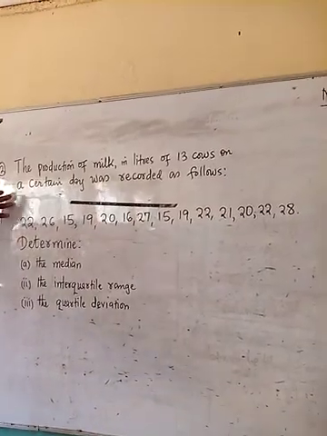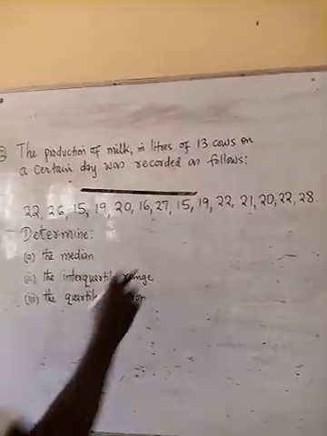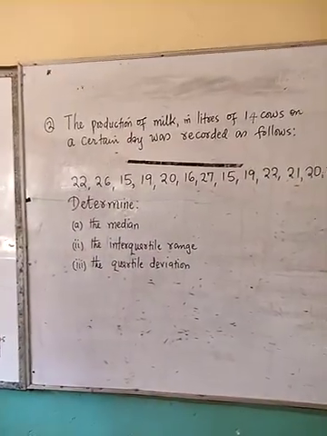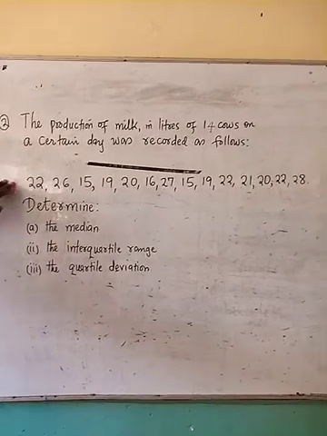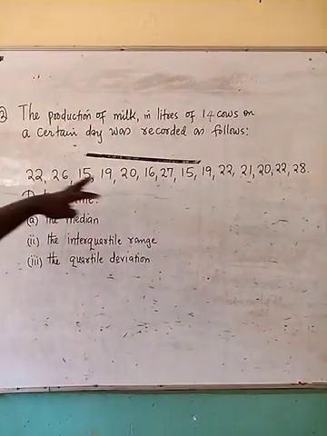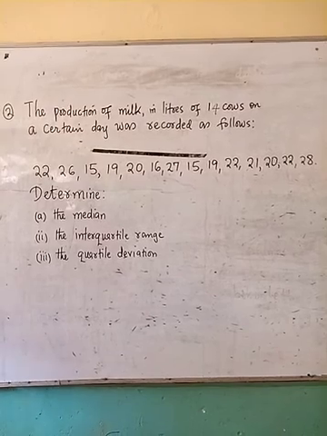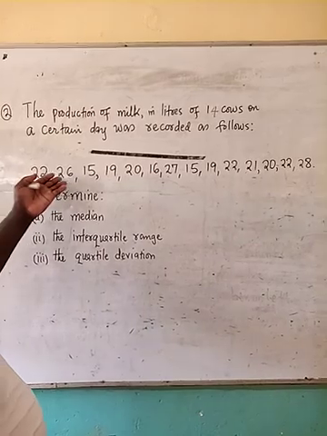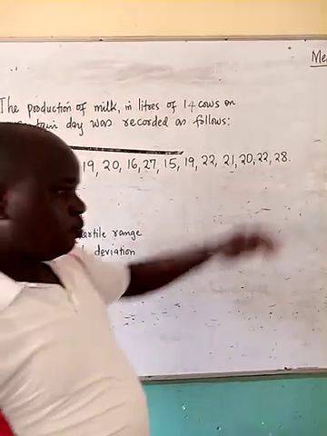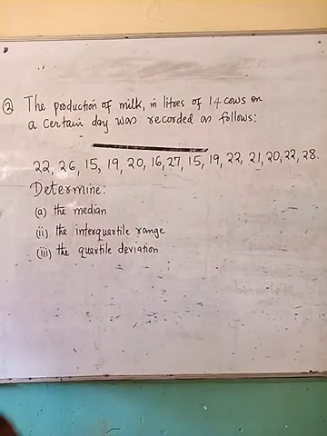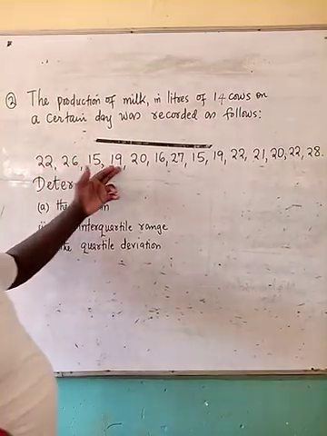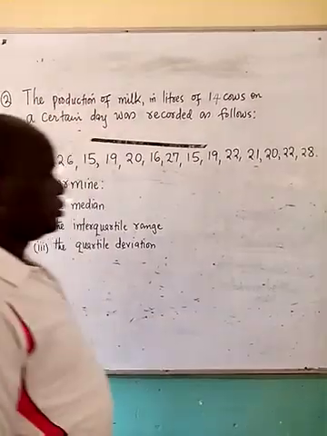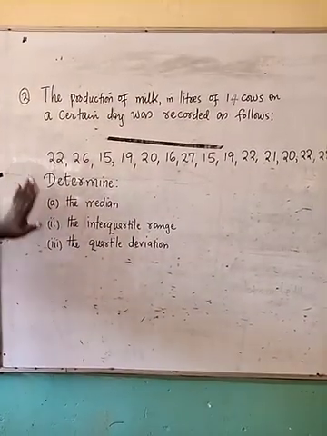The production of milk in liters of 14 cows on a certain day was recorded as follows. So these are the liters of milk produced by the 14 cows. One is producing 22, 26, another one is producing 28. We can just confirm that there are 14: 1, 2, 3, 4, 5, 6, 7, 8, 9, 10, 11, 12, 13, 14. Determine the median.